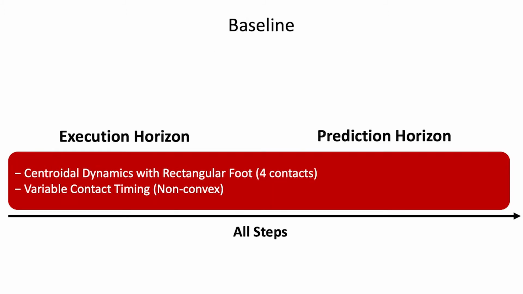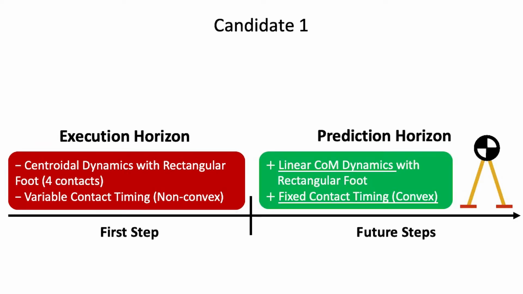For the baseline, the centroidal model is employed to plan over the entire look-ahead horizon. For the first candidate, the prediction horizon only considers the linear center of mass dynamics, while keeping the rectangular foot assumption. Further, the contact timings are fixed.